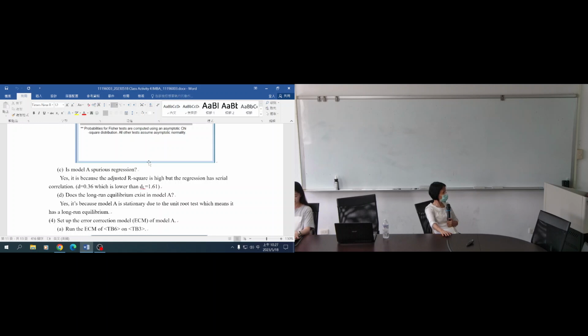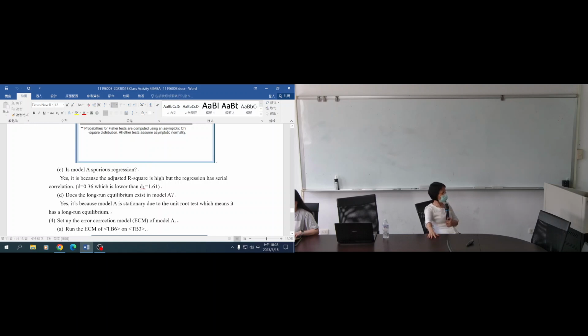TB3 and TB6 individually, whether they're stationary or not. And it seems that if I use a different version, then maybe I have a different result. Therefore, if I run it as a model, like Model A, I wanted to see whether this is a spurious regression. Then we look at the residual terms and test the residuals using the unit root test.